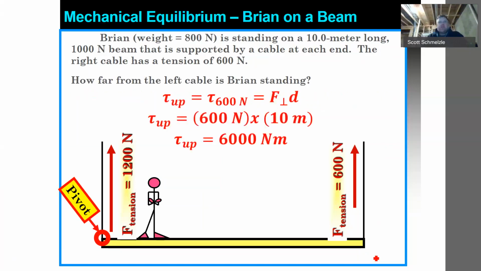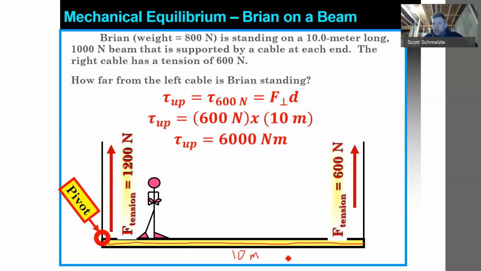All right, so the upward torque, well, its place where it's pulling is 10 meters away. Think of this as our radial arm, right? So as we look at this thing getting all the way out there, that's 10 meters. All right. So because it's 10 meters, what we see as our upward torque is 6,000 Newton meters.